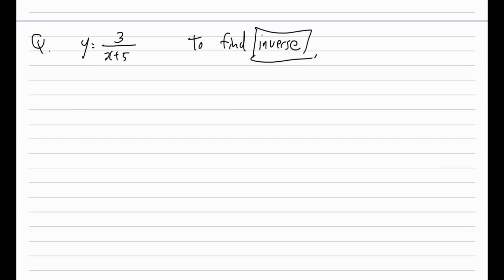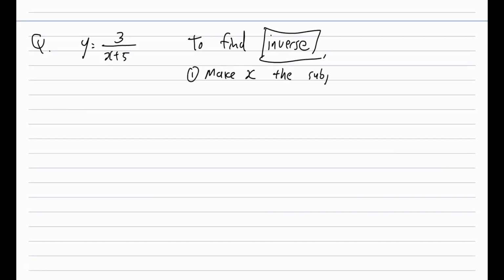Okay, let's try another one. Question, inverse. Find the inverse of the following function: y equals 3 over x plus 5. To find the inverse, here is something that is sometimes taught in O-level maths in certain other international syllabuses. Here's how you do it. Step 1, make x the subject. Step 2, swap x and y.